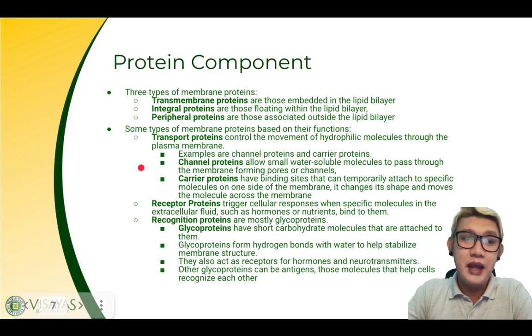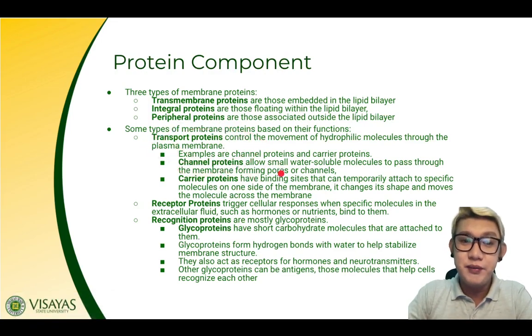There are also types of membrane proteins based on their functions. The first one is the transport proteins. They are the ones that control the movement of hydrophilic molecules through the plasma membrane.